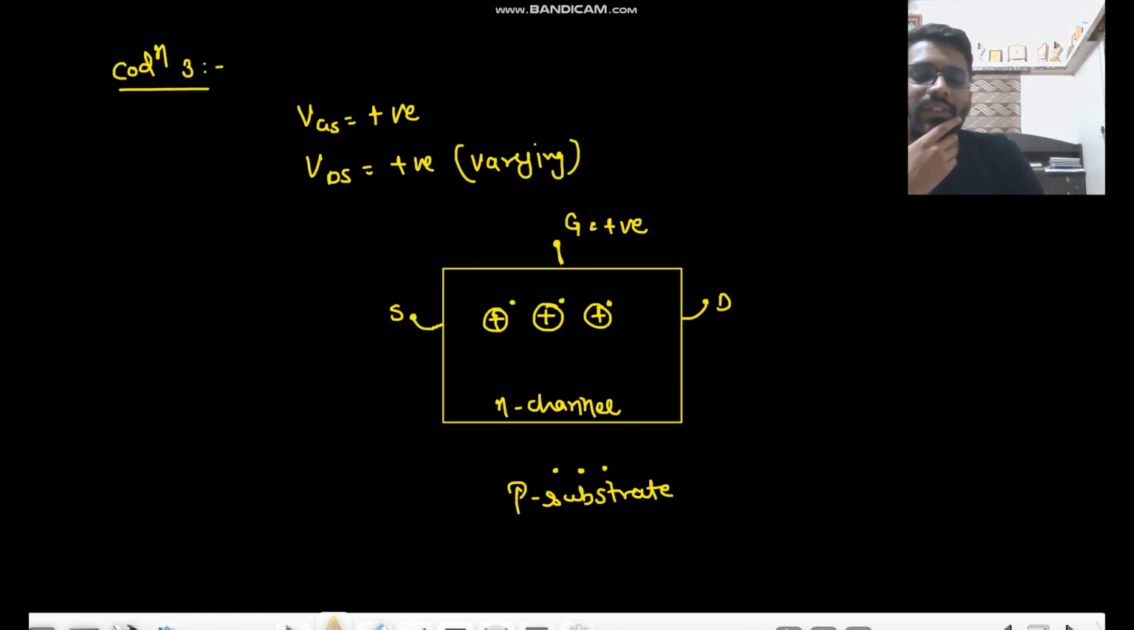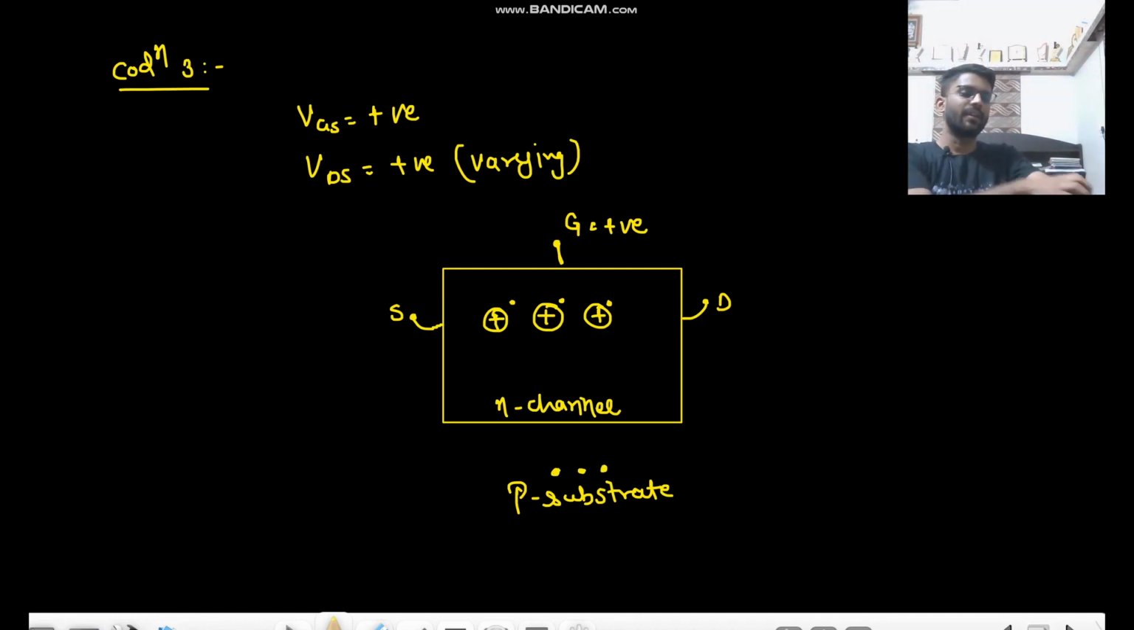Okay, so that was the analysis for VGS negative. Now we will see the analysis for VGS equals positive. Now we have applied the gate potential to be positive. Now this is positive and this is an n channel. Okay, so these electrons will get attracted, but what will mainly get attracted are the minority charge carriers from the P substrate.